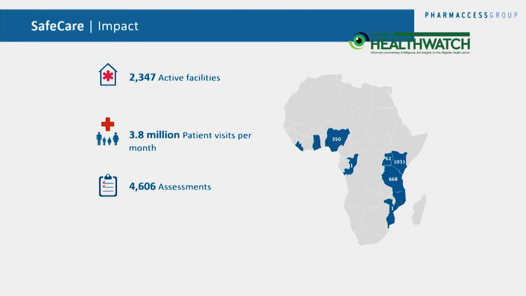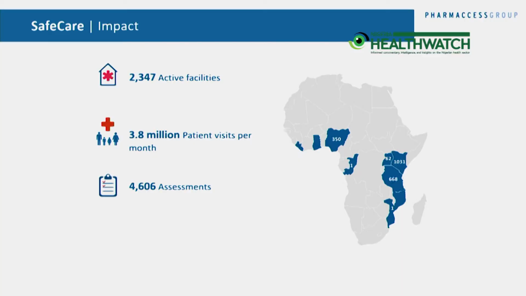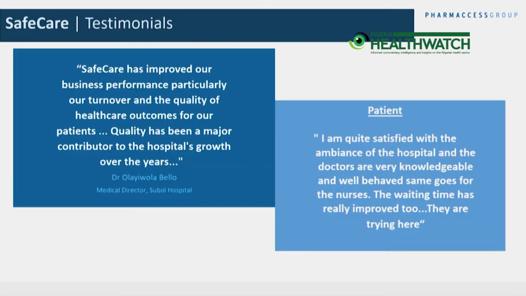So just to talk about some of our impact, we have over 2,300 active safe care facilities. And with that, you can get a lot of data in terms of processes and how things are improving, allowing us to continue to improve the standards. And of course, within these facilities, you can imagine the impact on patients. Over 3 million patients, because again, we continue to monitor and get feedback also from the patients. And the number of assessments done, over 4,000. Assessments look at the facilities and what they have in place.